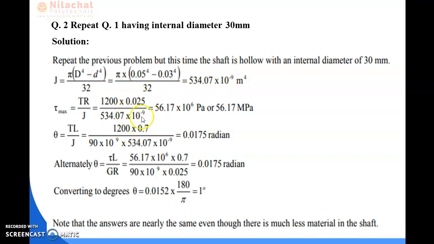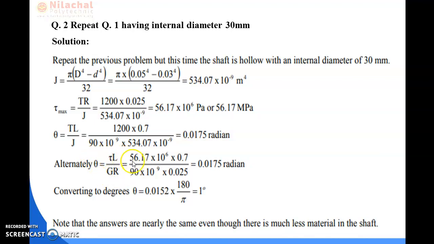So by putting all these things, we got the value of tau as 56.17 into 10 to the power 6 Pascal, or 56.17 megapascal. So now we can find out the value of theta. So we know that according to the equation of torsion, tau by r is equal to G theta by L. Hence, we can put theta is equal to tau L divided by G r.